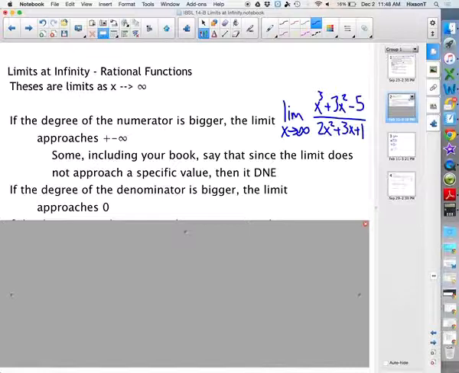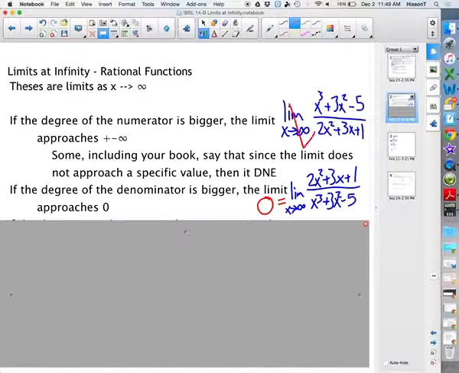Here, we'd say the limit as x approaches infinity. Let's say we had the reciprocal here: 2x squared plus 3x plus 1 over x cubed plus 3x squared minus 5. That limit is going to equal 0. This one does not exist.